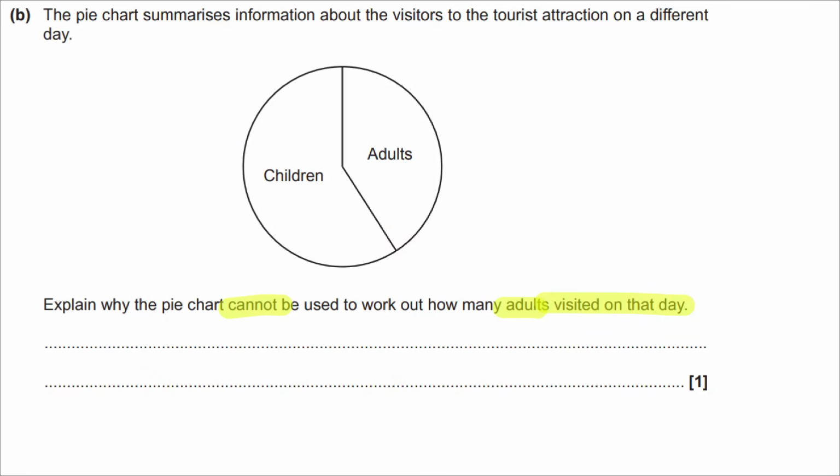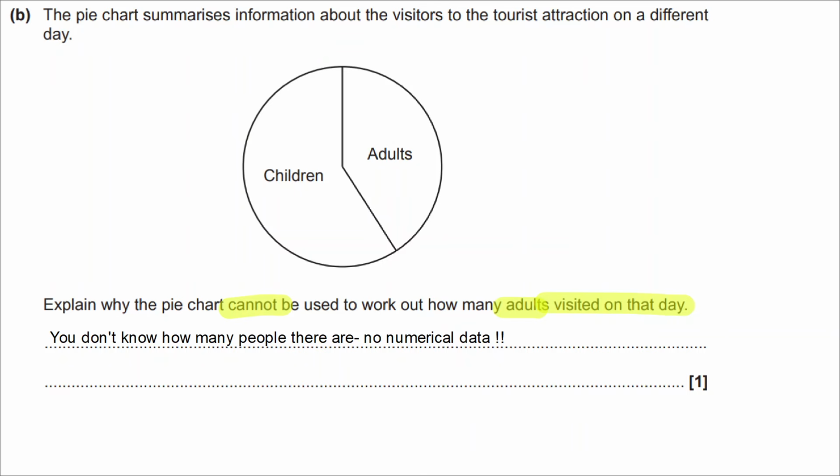If you could, you could measure the angles here, okay, and then you could work out proportions, but without any numerical data, you can't work out how many adults there are going to be. You can just say that you don't know how many people there are. Okay? No numerical data. Okay, good. There we go.